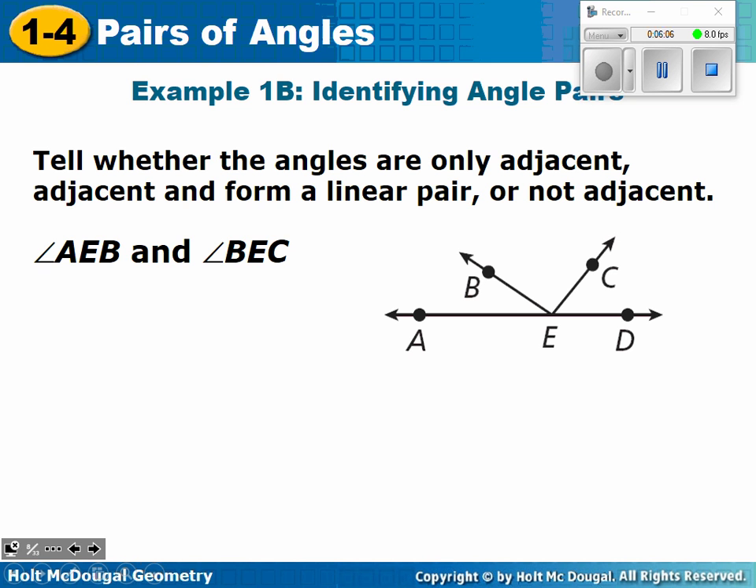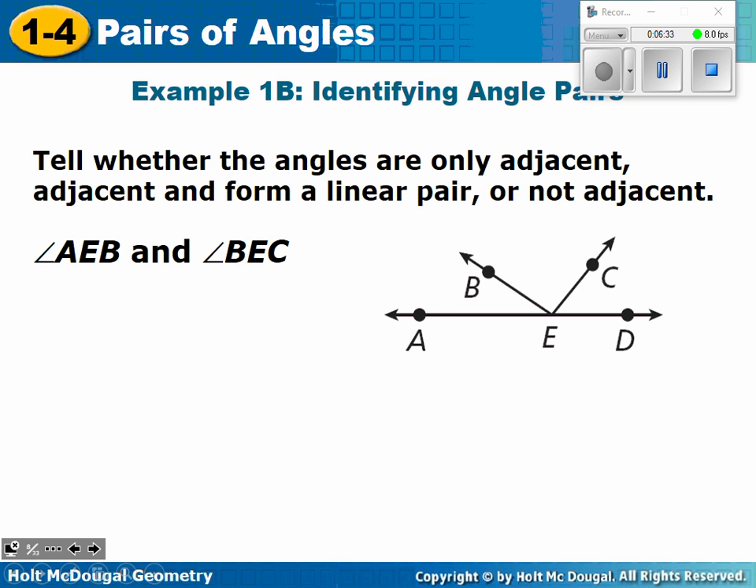Okay, let's look at the next one. AEB and BEC. You guys look at it on your own, decide if you think they're adjacent and a linear pair, or not adjacent at all. If it helps, redraw them. What do we think?